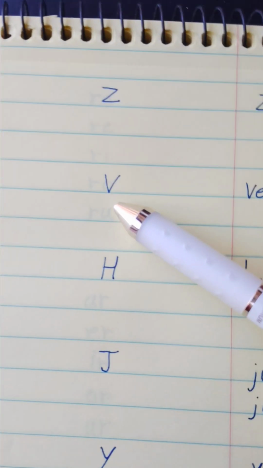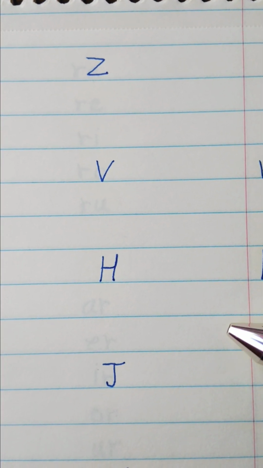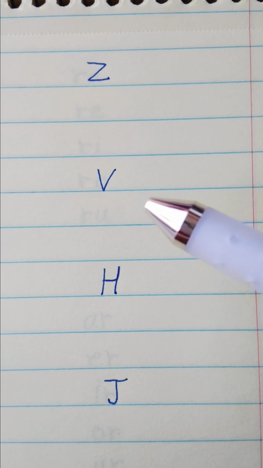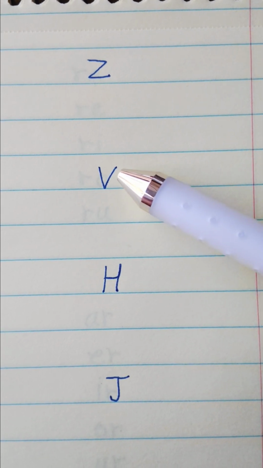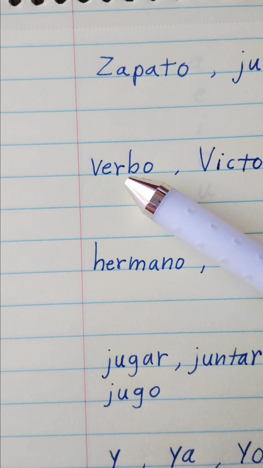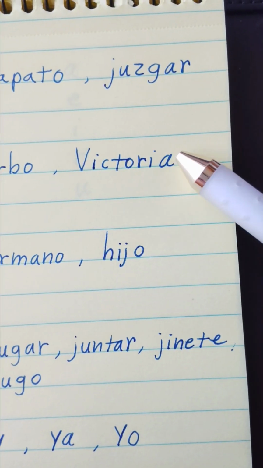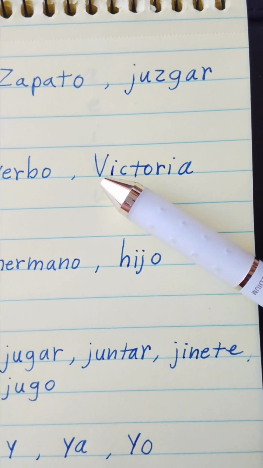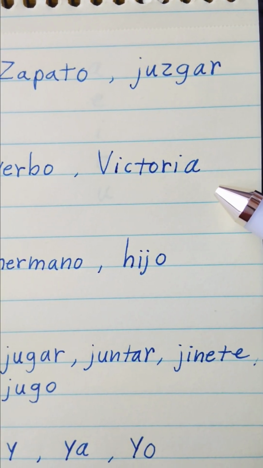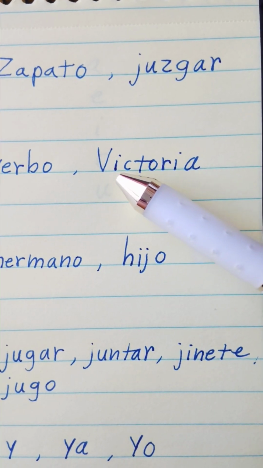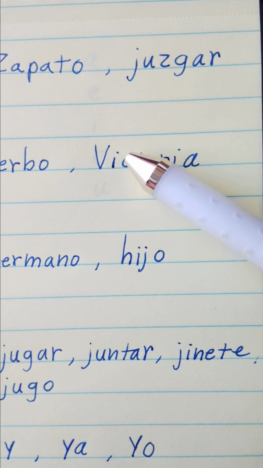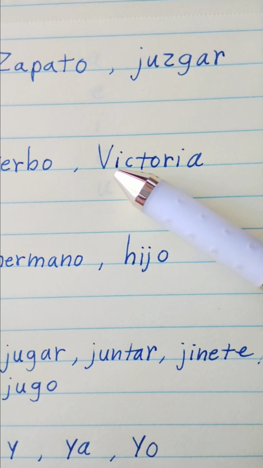Now moving on to the letter V. We don't have the V sound in Spanish, so automatically this letter is the same as the B as in baby. So B, B, B. Verbo, this means verb. Victoria, of course, in English will be Victoria. Now, for Portuguese speakers, it's Vitória. In Spanish, we have the C and it's a K sound.